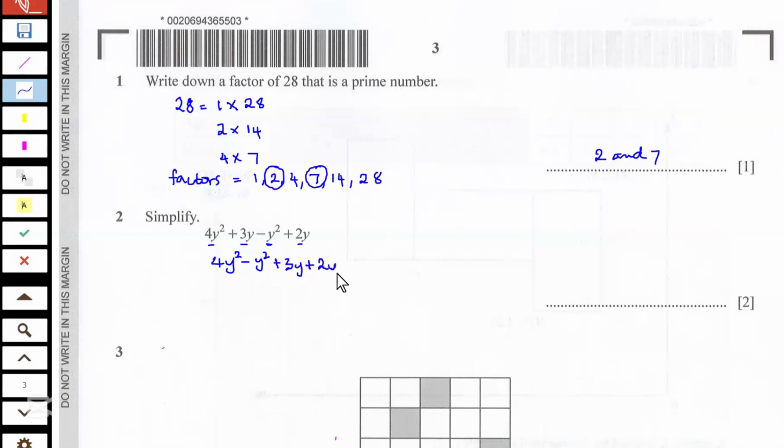plus 2y. Now 4y squared minus y squared is equal to 3y squared. Now plus 3y plus 2y will be plus 5y. So the final answer to question 2 is 3y squared plus 5y.